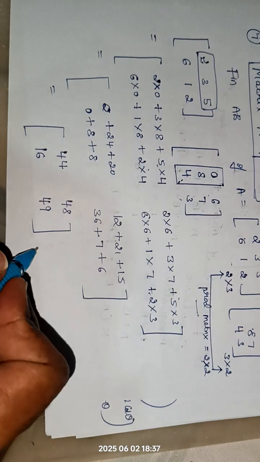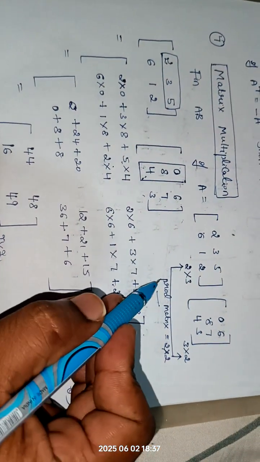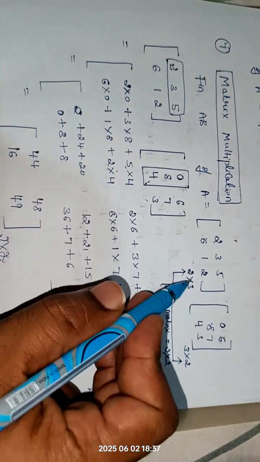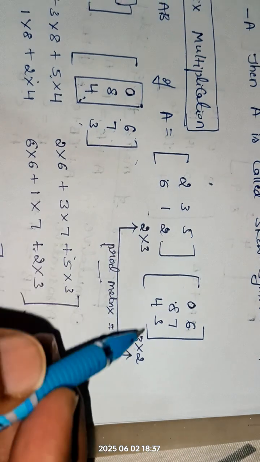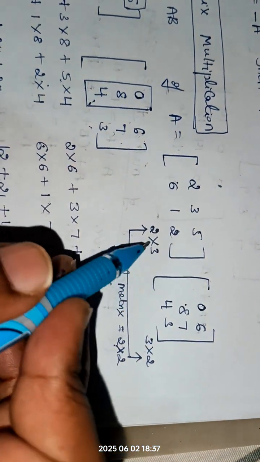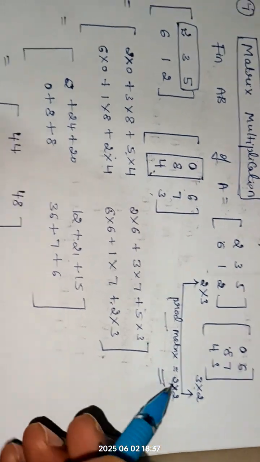Okay. So you can observe the matrix order is 2 cross 2, 2 rows, 2 columns. So that's what we told, the product matrix should be this. So this you should remember. 2 cross 3 and 3 cross 2 here for this example. The first element and the last element give the order of the product matrix.